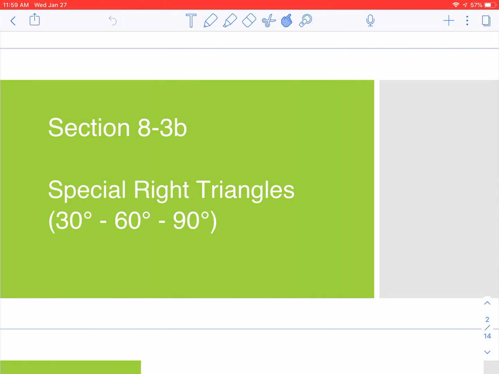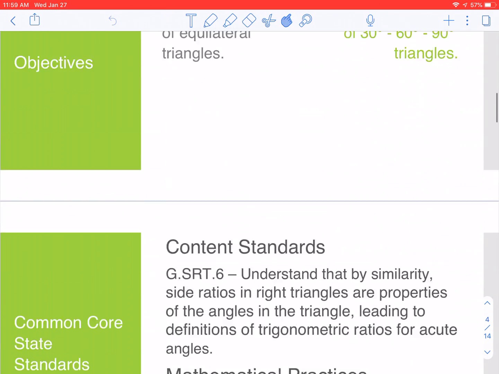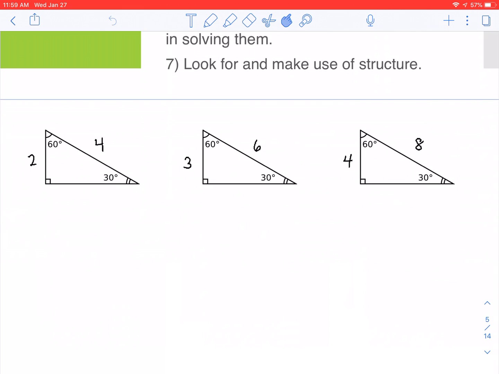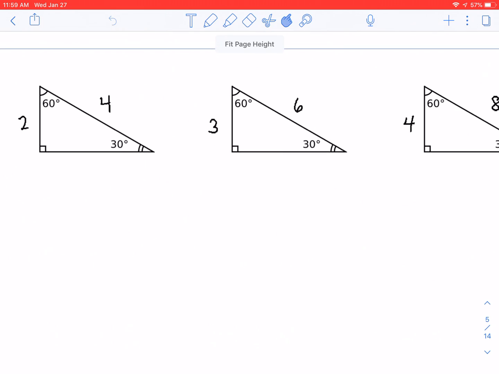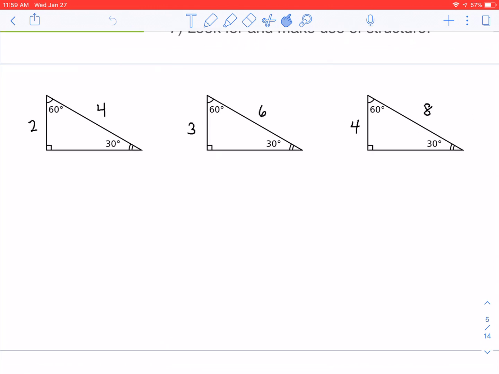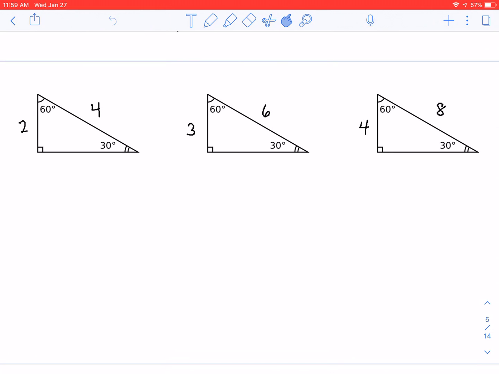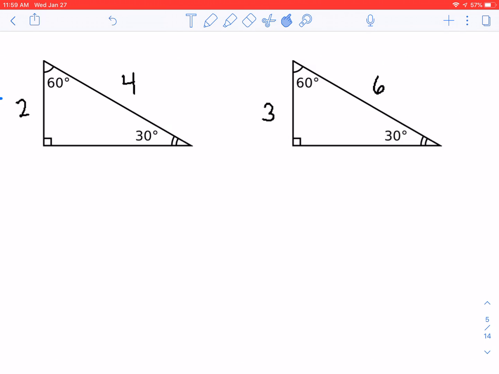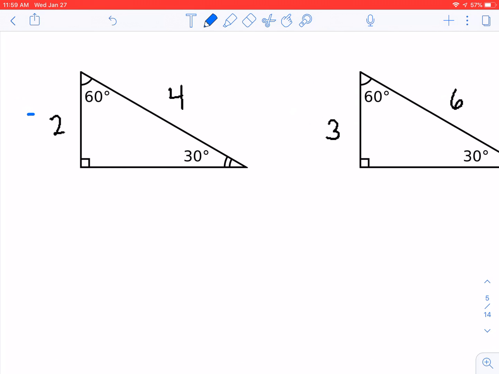Last special right triangle we have is a 30, 60, 90 right triangle. All right, so now we're going to find this pattern again. It's drawn in here. And what you're going to notice, we're going to call this L. I'm going to zoom in on this one. We're going to call this L.